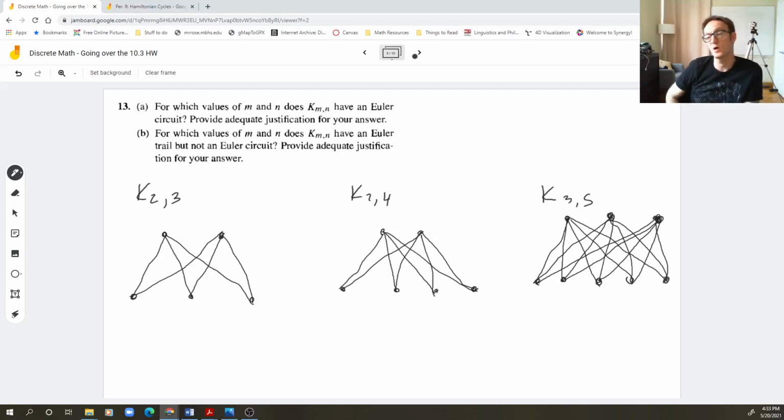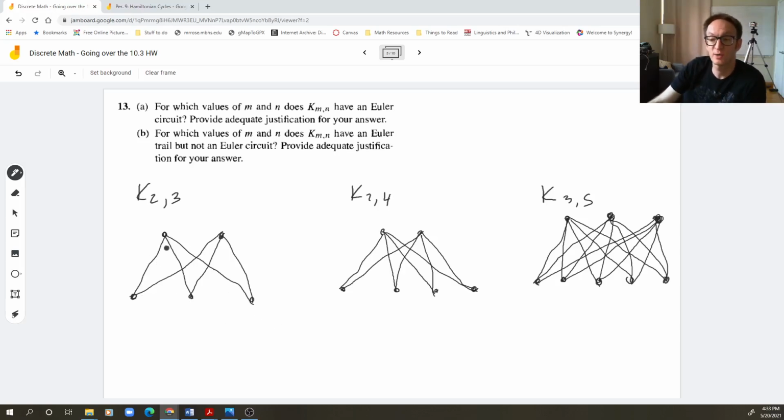Okay, question. When do I have an Euler circuit? Well, like I just mentioned, there's an Euler circuit if and only if every vertex has even degree. And, okay, what is the degree of any vertex in a complete bipartite graph? It's the number of vertices in the other partition.